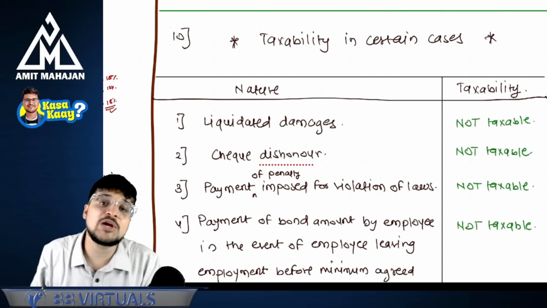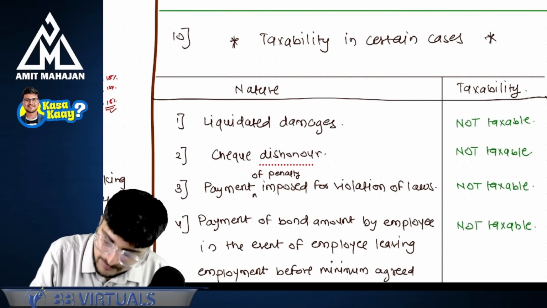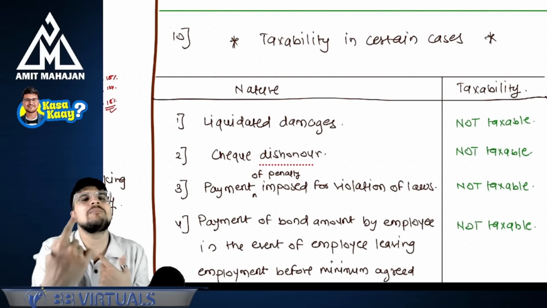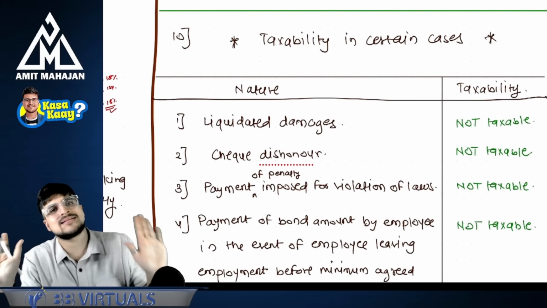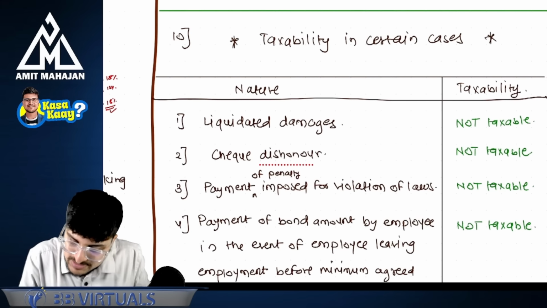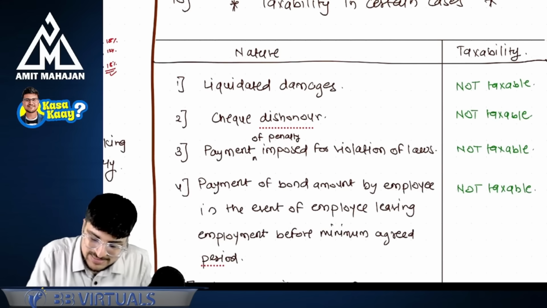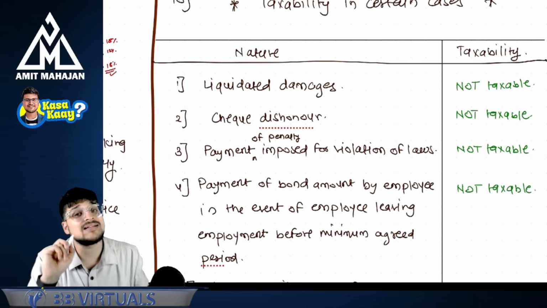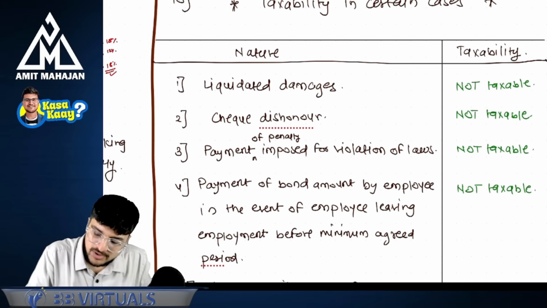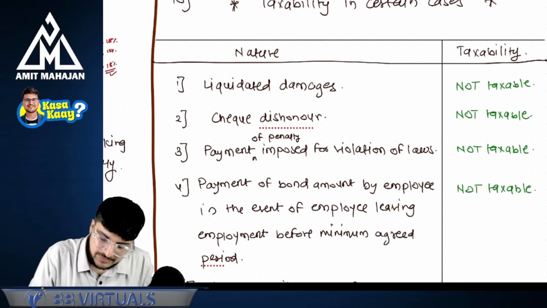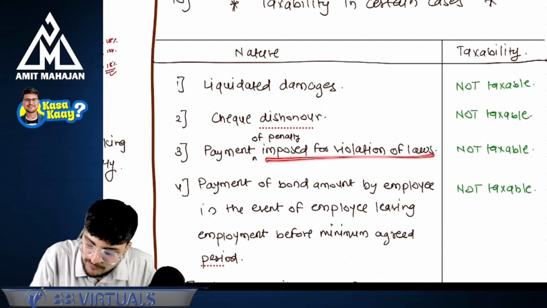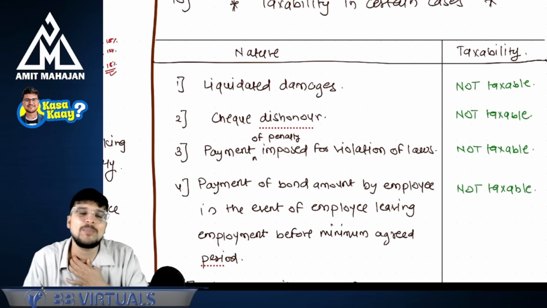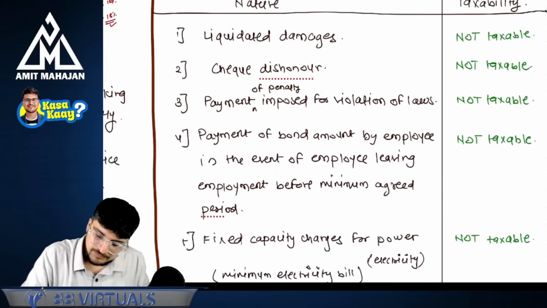Yes, this is called liquidated damages, and liquidated damages are usually not taxable, because it is a mere flow of money from one person. So you will pay 10 lakhs. That's it. So liquidated damages are not taxable. Okay. Second one is cheque dishonor. If there is any sign mismatch, the bank will charge a certain amount. So the cheque will get dishonored. It is not taxable. Payment of penalty imposed on violation of laws: if you violate any law and you have to pay the penalty, no GST on that.